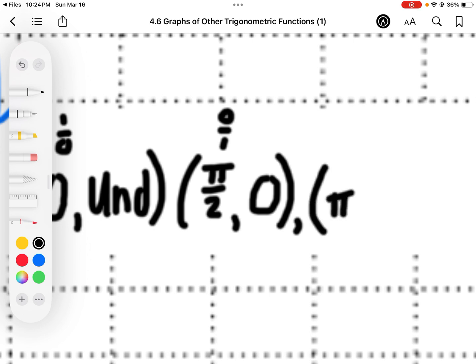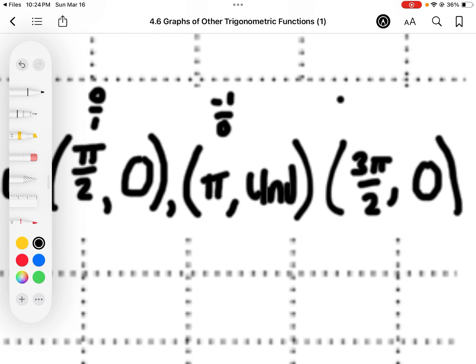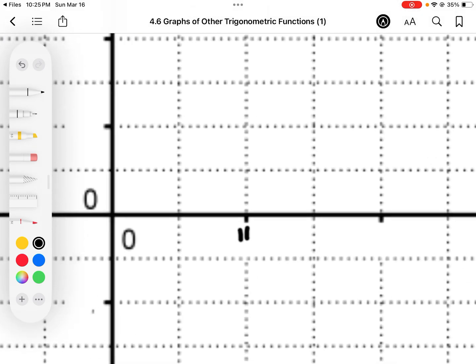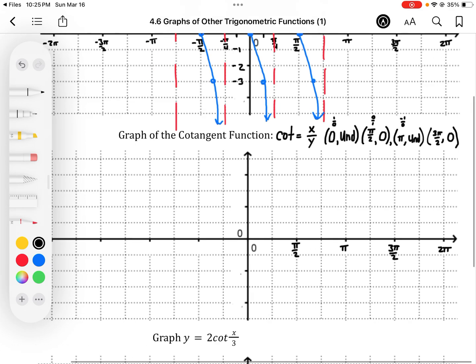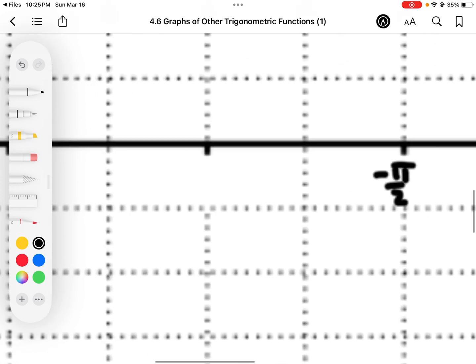As I go to pi, I'd have an x value of -1 and a y value again of 0. That's undefined. And we see this alternating as I go to 3 pi over 2. We see this alternating zeros and undefined. So that's the development of this graph as I put all my things in, and 2 pi would bring us back to undefined.